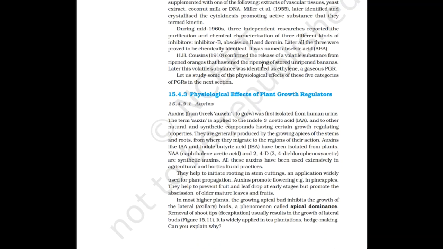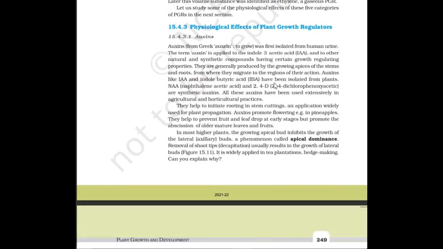H. Cousins in 1910 confirmed the release of a volatile substance from ripened oranges that hastened the ripening of stored unripened bananas. Later, this volatile substance was identified as ethylene, a gaseous plant growth regulator. Let us study some of the physiological effects of these 5 categories of plant growth regulators in the next section.